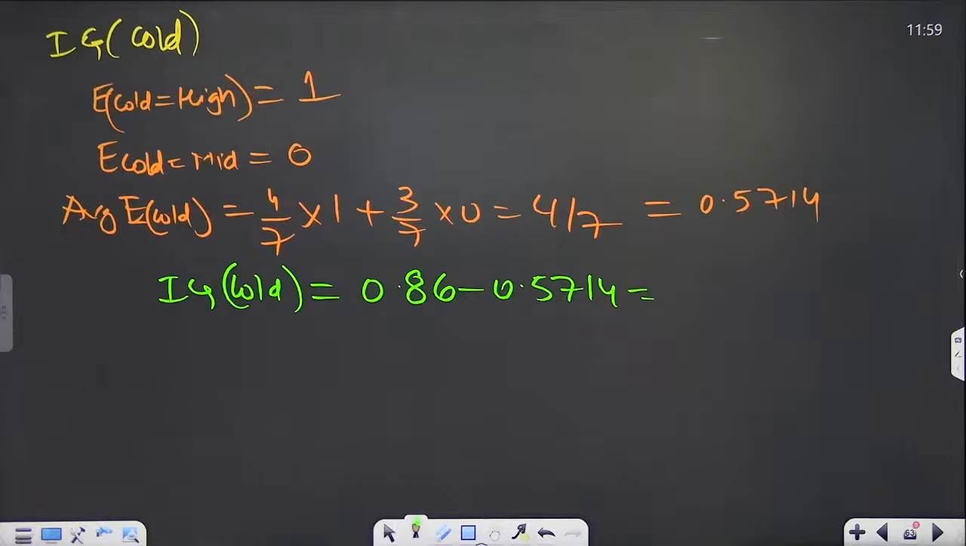That is how we have to calculate. I hope this is clear. So entropy of the data set is 0.86 minus 0.5714. From here I would be getting the information gain. Just calculate the information gain for the feature cold. Correct, 0.2866.